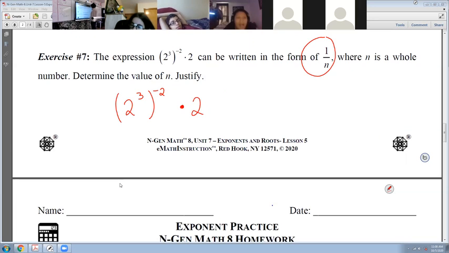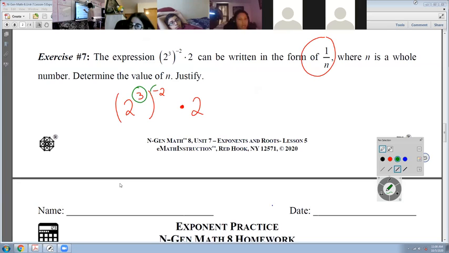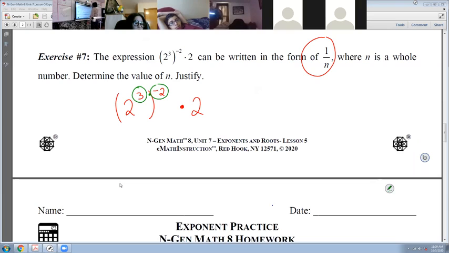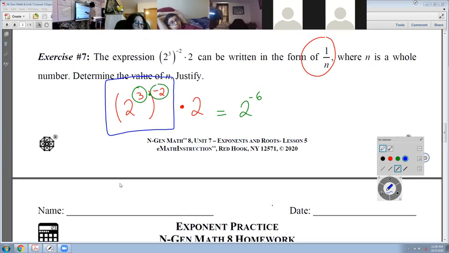Guys, let's see, this is easy, right? What is the name of the property? Power over power. What operation do we have to do for that? Multiplication. Yes, that's it. 3 times negative 2 is negative 6. Okay, this part is done. This is 2 to the power of negative 6.